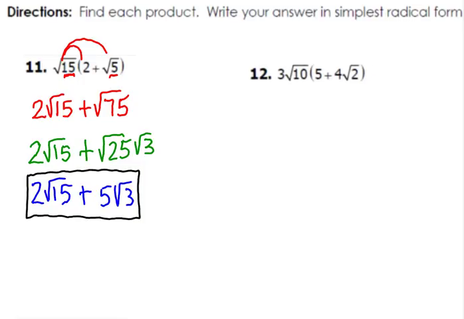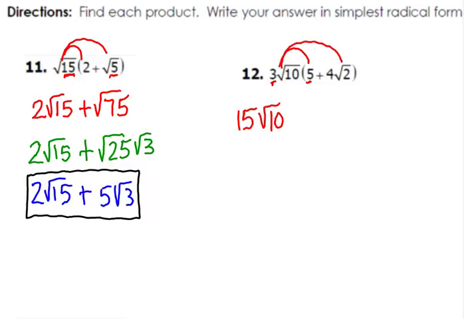All right, 12. Same idea, just a little more complicated. This time I have a number and a radical to distribute. So if I take 3 square root of 10 times 5, I'm taking 3 times 5, and I get 15 square roots of 10. Now when we multiply through to 4 square roots of 2, I take, remember, our numbers on the outside, so 3 times 4 gets me 12.